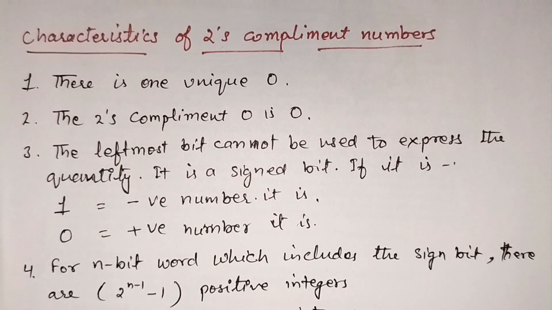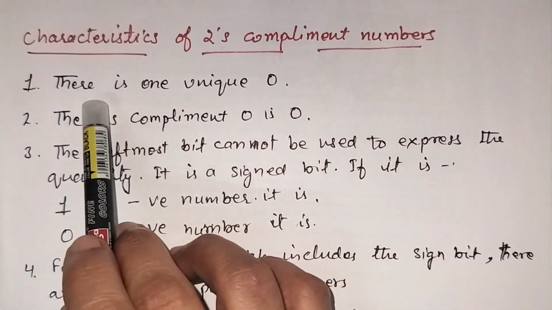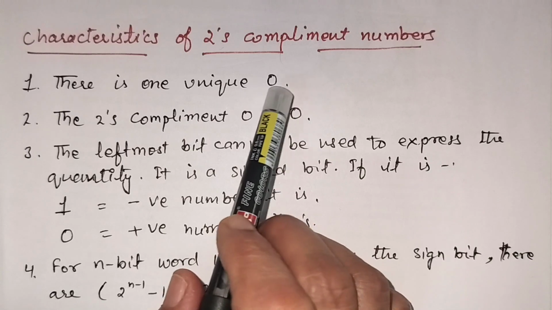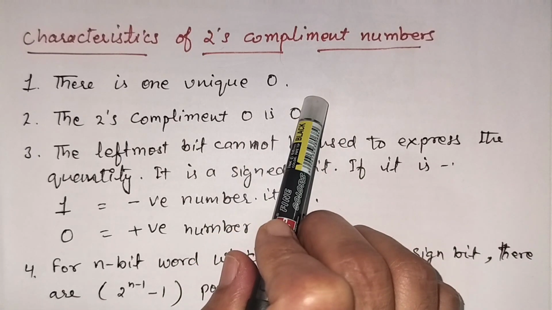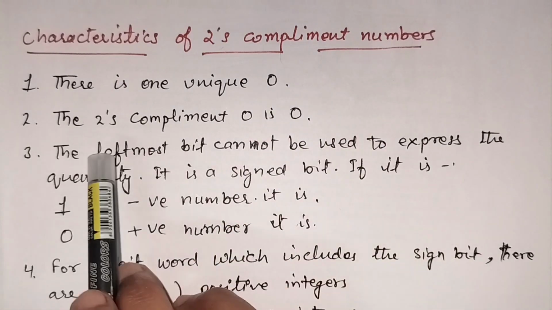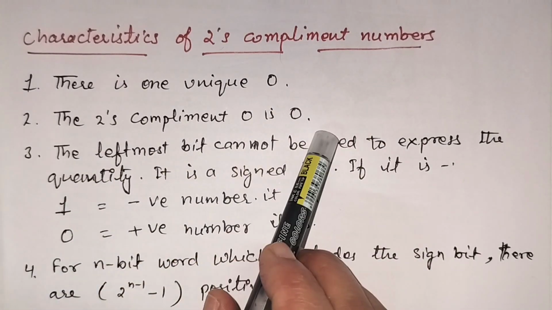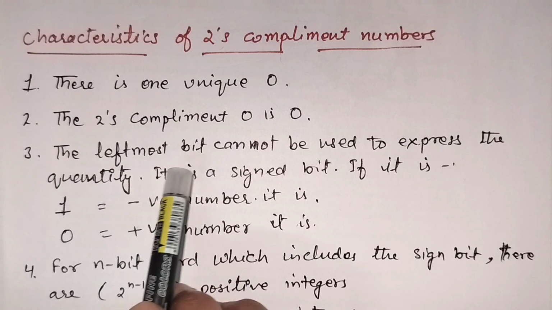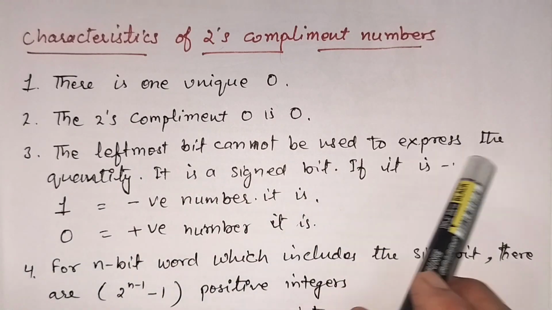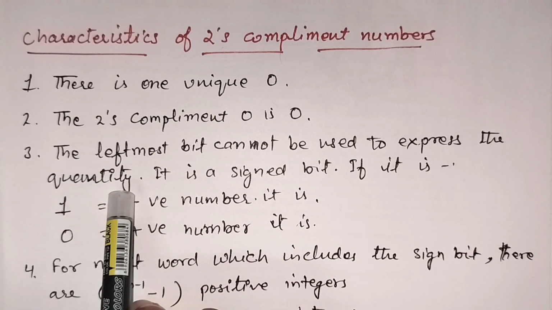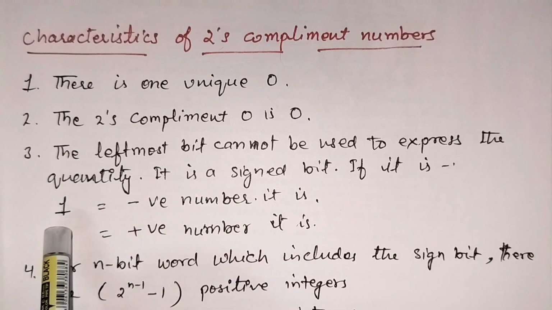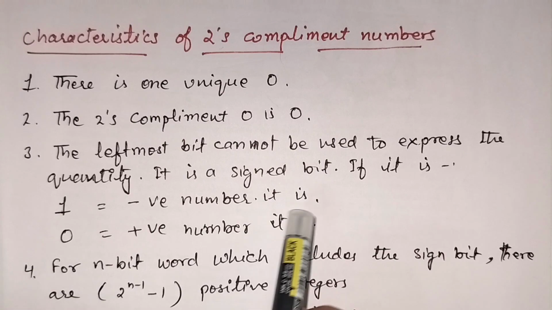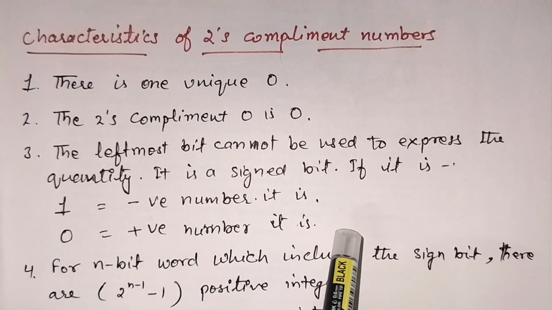Now we'll discuss some characteristics of the 2's complement numbers. First, there is one unique zero, meaning it has only positive 0. There is no number for minus 0, and the 2's complement form of 0 is 0. The leftmost bit cannot be used to express the quantity; it is used only for the sign bit, meaning 1 for a negative number and 0 for a positive number.